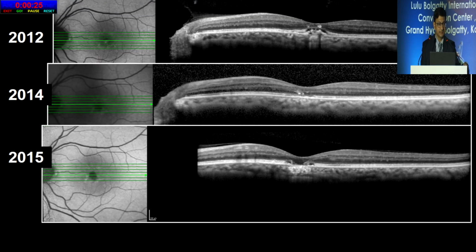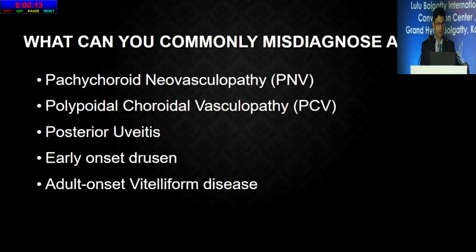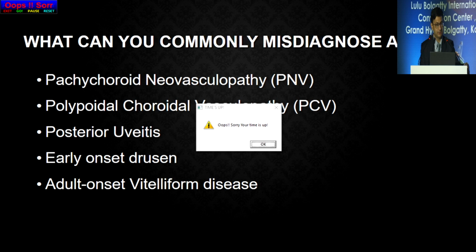So this is the patient actually followed up for so many years, 2012, 2017, did not receive a single anti-VEGF injection, progressed to atrophy. So remember, do not inject if you are suspecting a vitelliform disease. And so I'll just summarize. So PNV, PCV, they're the most important components of pachychoroid that you can confuse with AMD. Uveitis in some situations, early onset drusen, and vitelliform disease. Thank you so much. Thank you.